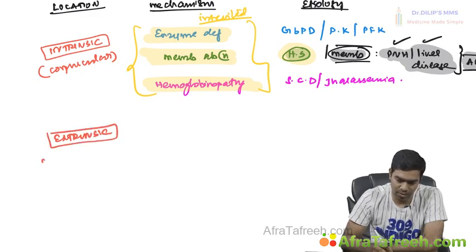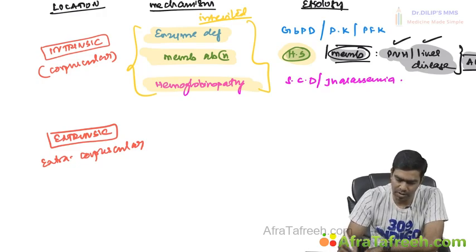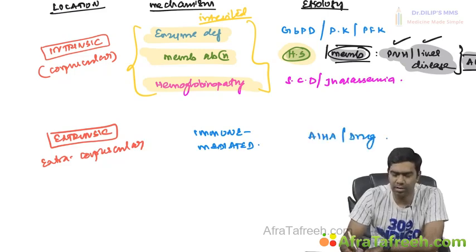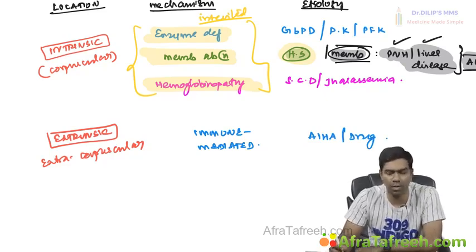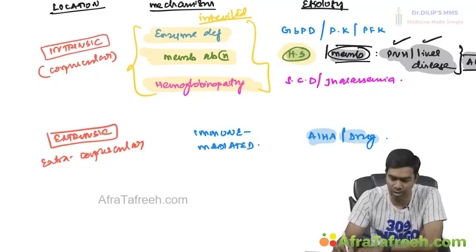Extrinsic defects are also referred to as extracorpuscular defects. Extracorpuscular defects can be divided into, number one, immune mediated, then traumatic. The moment you say immune mediated, there are only two things: autoimmune hemolytic anemia, or it could be caused by certain drugs. Drugs also cause a picture similar to autoimmune hemolytic anemia, but typically you write autoimmune hemolytic anemia and drugs separately, as there is a separate section on that.